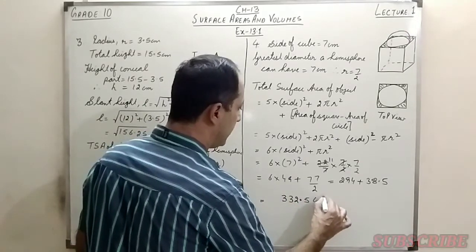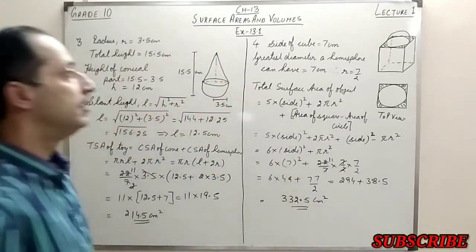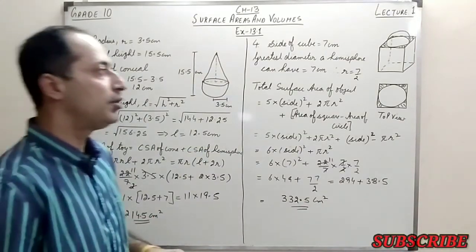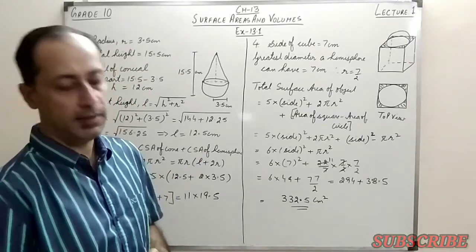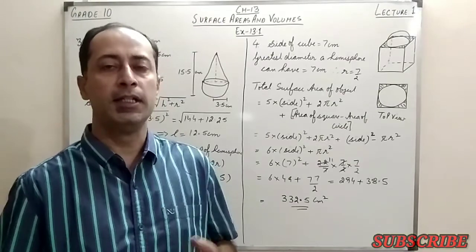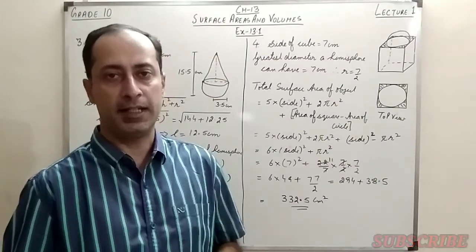So this is the complete surface area of this combination of solids of cube and hemisphere. Right, dear friends? So these were some of the questions of exercise 13.1. The remaining questions we will do in the next lecture.